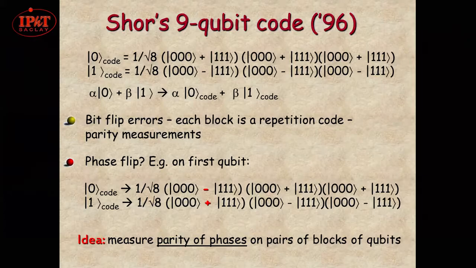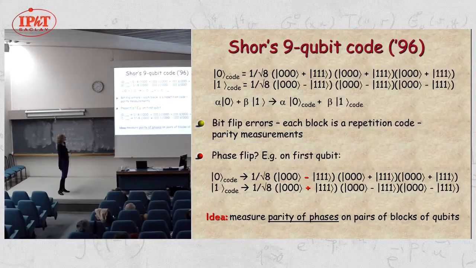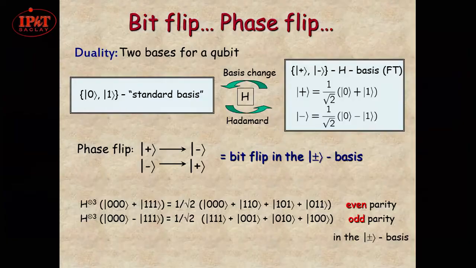And with phase flip errors, what will happen is, for instance, on the first qubit, a phase flip error will translate to a minus sign here and a plus sign here. And what we can do in order to detect and correct this error is, instead of measuring the parity of the bits, we will measure the parity of the phases, so the parity of minus, plus, plus. So the parity of these 3 plus or minus signs. How do we do it?